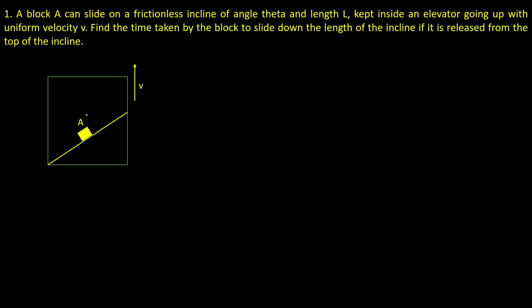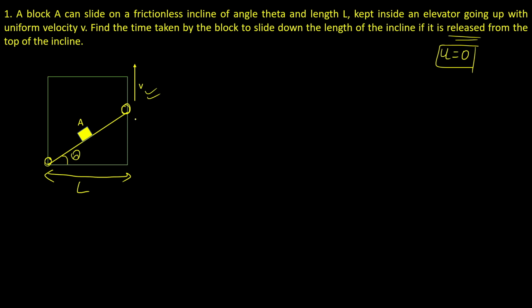incline of angle theta and length L. This is angle theta basically, and this length is L. It is kept inside an elevator going up with uniform velocity V. The question is asking to find the time taken by the block to slide down the length of the incline if it is released from the top of the incline. Released, again u is 0, that is, the initial velocity of this block is 0. And it is released from this point and it has to go till this point.